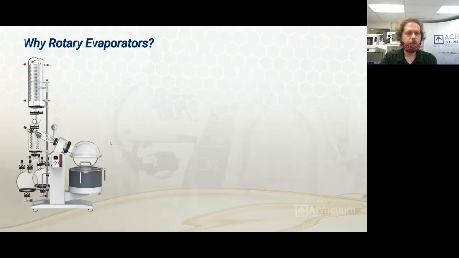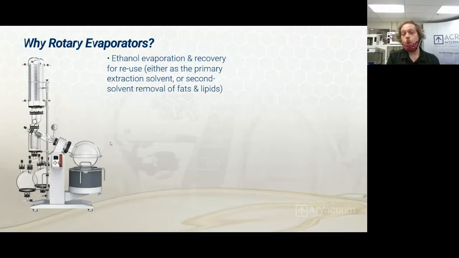Why would one want a rotary evaporator? So ethanol evaporation, or in general, any solvent simple distillation, evaporation, and recovery for reuse, whether you're using that ethanol or solvent as a primary extraction solvent, because you can extract with ethanol or other solvents that are liquid at room temperature and pressure, or if you're doing a second solvent dewax or winterization in order to remove the fats and the lipids. And so the rotary evaporators can do any sort of simple distillation, which is defined as separation of either liquids and solids or two dissimilar liquids that have a difference in boiling point of greater than 50 degrees Celsius. So this is where you would get away volatile solvents from heavier base chemistries, such as oils.